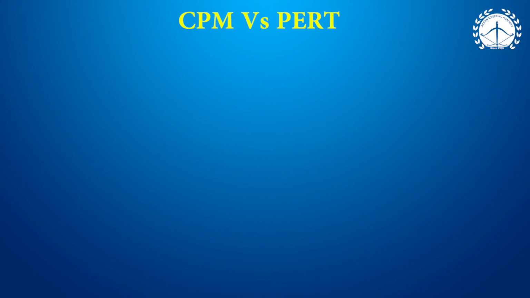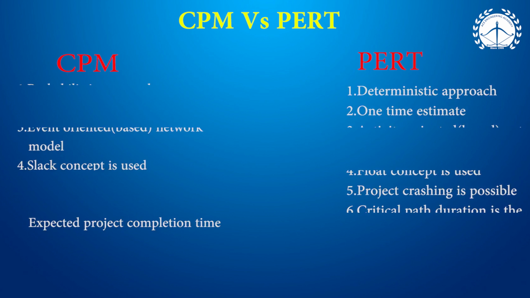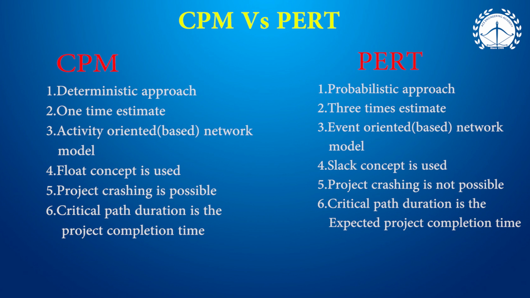The most important scheduling techniques are CPM and PERT. So what is the full form of CPM? CPM stands for Critical Path Method. PERT refers to Program Evaluation and Review Technique. They may ask you what is the difference between CPM and PERT. So when we see the differences, CPM is a deterministic approach where activity durations are well known.